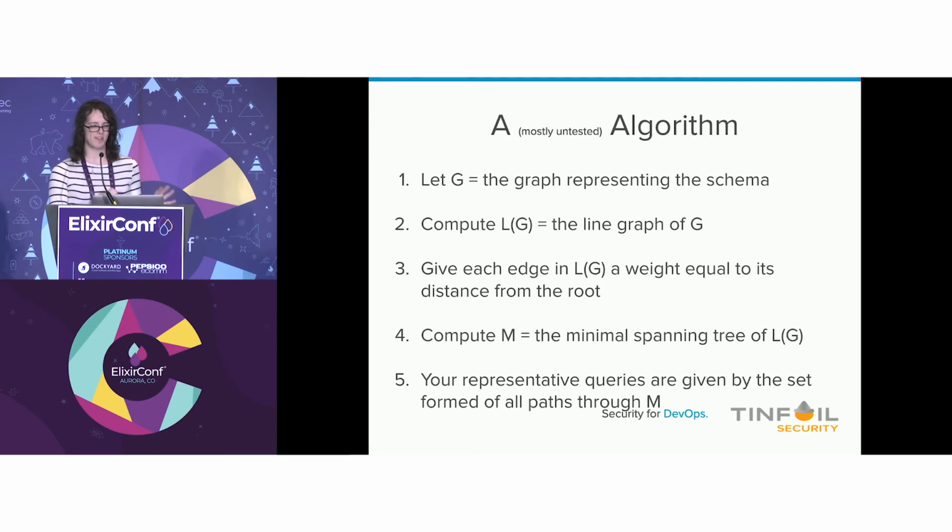So I have a mostly untested algorithm that I've implemented for doing this, and basically I first do the introspection query, get the schema, then I compute the line graph of that graph, which, if you're not sure what that means, basically I turn all the vertices into edges and all the edges into vertices. That basically lets me operate on the fields rather than the objects, because I care more about visiting all the edges than I care about visiting all the nodes. Then I give each edge a weight equal to the distance from the root, and then the minimum spanning tree will basically just give me all the queries that I care about.